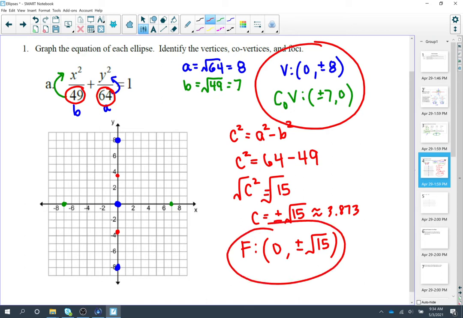The last thing we have to do is we actually have to graph it. Try your best. I usually do a horrible job here. That looks more like a circle than it does an ellipse. But you just connect your major vertices or your vertices with your co-vertices and try to make it as much of an ellipse as you can.